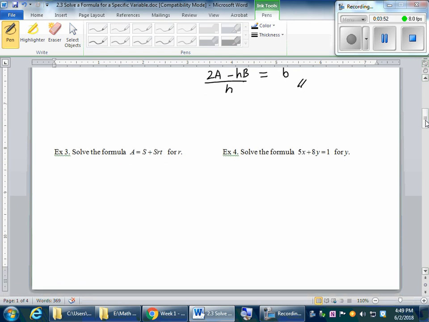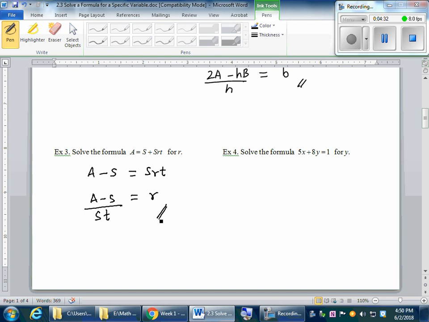So example 3. In this case, we are solving for lowercase r. So first, I need to get rid of the first term on the right hand side, meaning move s to the other side. So I subtract s from both sides. That becomes just srt, right? Reverse operation. And this srt is basically s times r times t. So I divide both sides by s and t. That gives us our final answer.